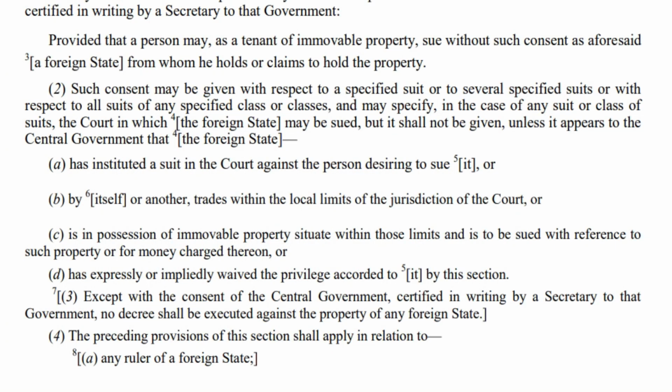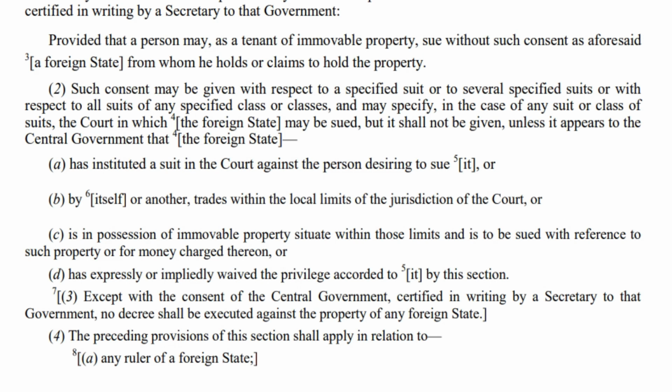Let us move to subsection 2 under section 86. When a consent is given, it can be for a specified suit or for several specified suits or with respect to any class of suits. These are the important points which we need to understand. And in certain cases, the consent may specify that this consent is given only for a particular suit or case of any suit or class of suits. It needs to be mentioned. That is the second important point. And there are certain situations in which this consent will not be given. That is the important point.